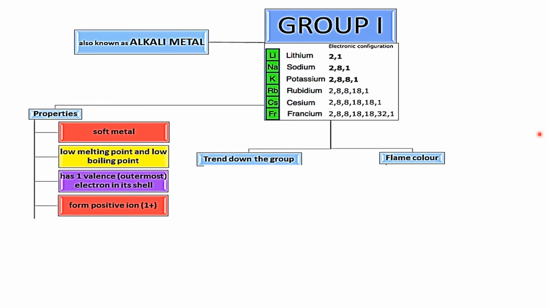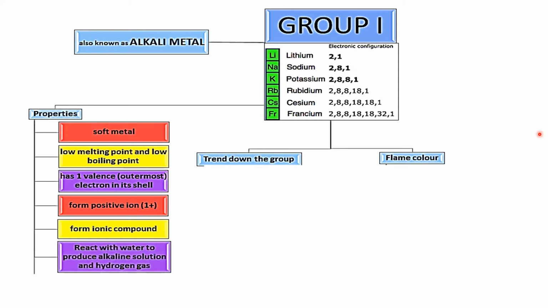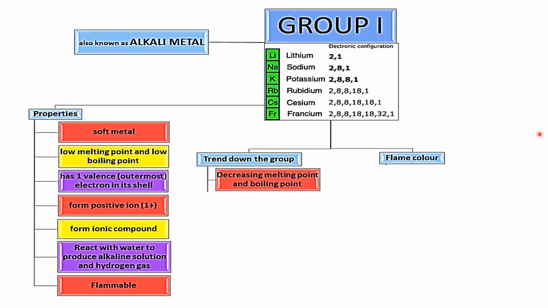So they form a positive ion 1+. They also form ionic compound when they are bonded to a nonmetal, and they react with water to produce alkaline solution and hydrogen gas. And group 1 are flammable.